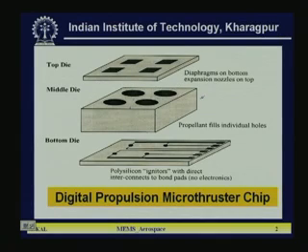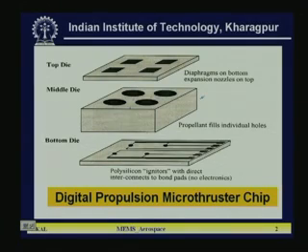Now another class of microthruster is sometimes known as the digital propulsion microthruster chip. Earlier ones are called analog; here we call it digital. Why? It is some kind of discrete propulsion, in different directions you can give it. That is why it is known as digital. Here the basic principle is the same: some propellant will be vaporized and ejected, and then according to Newton's third law, some thrust will be created in the opposite direction.